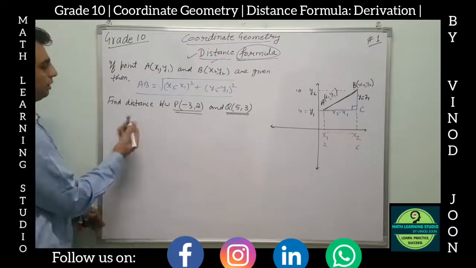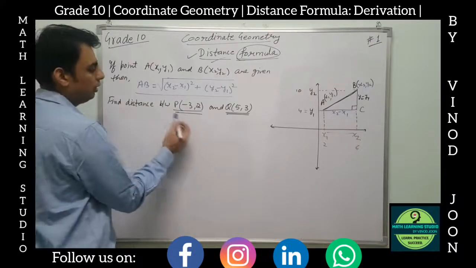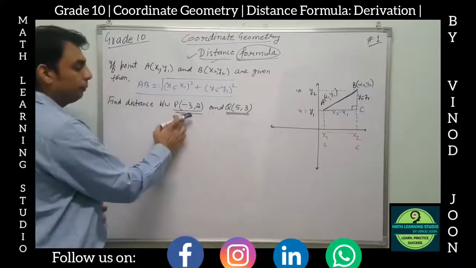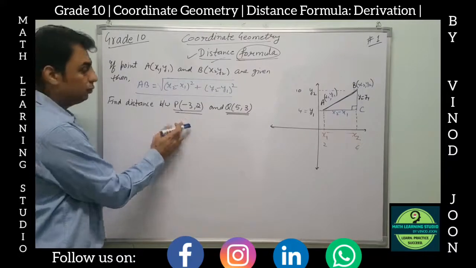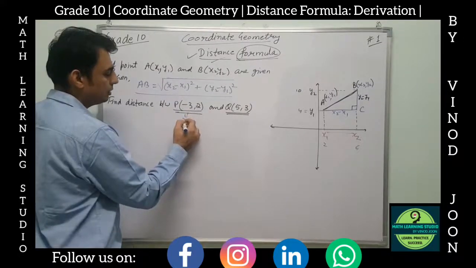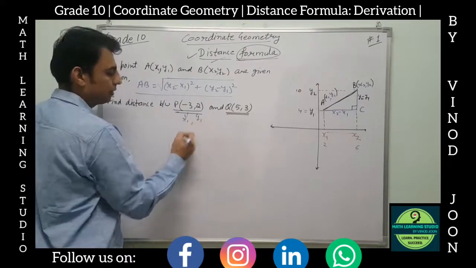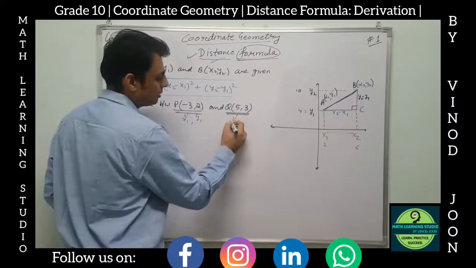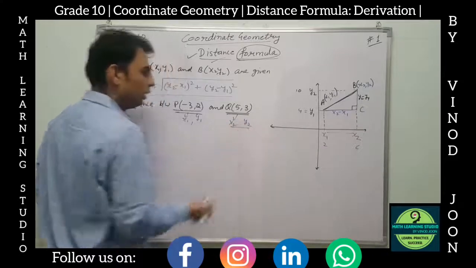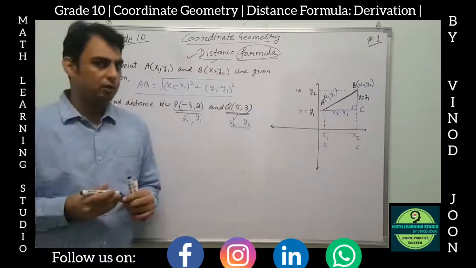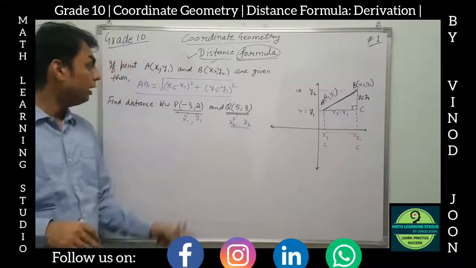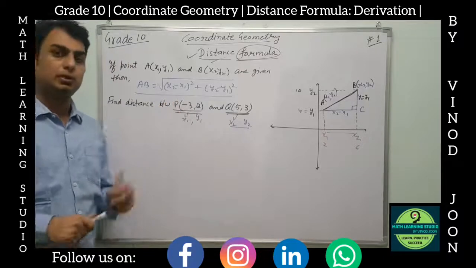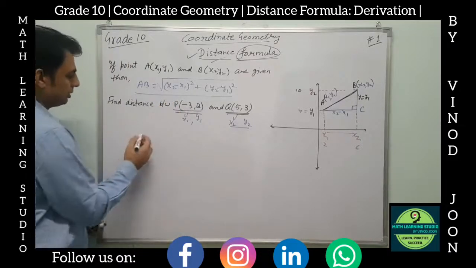The question says: find the distance between points P and Q. Point P is minus 3, 2. So we can easily make out that this is x1 and this is y1. The second is point Q, 5, 3. So this becomes x2 and this becomes y2. Now we have the values of x1, y1 and x2, y2. We just have to replace the values in this formula and we get the distance between P and Q.